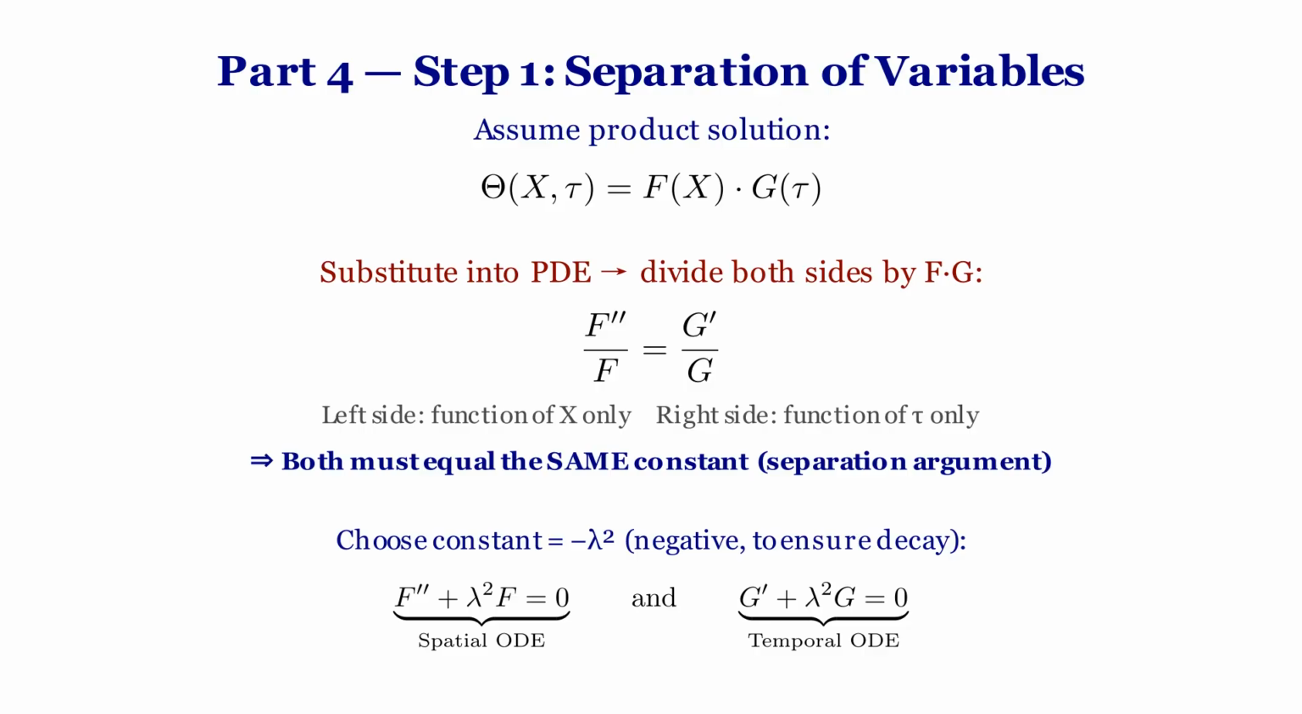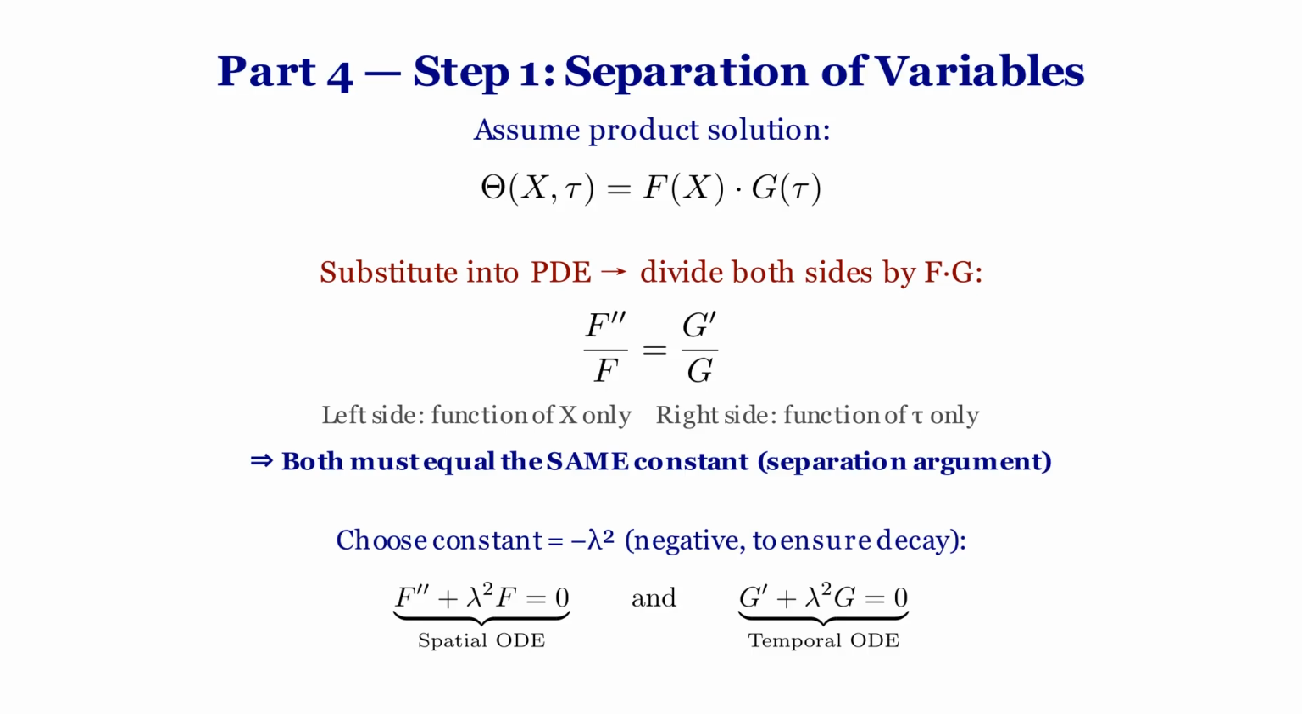Step 1, we apply separation of variables. The key assumption is that the solution θ of X and τ can be written as a product of two functions, one depending only on position X, and one depending only on time τ. We write, θ(X, τ) = F(X) G(τ). Now substitute this product into the dimensionless PDE. The left side becomes F double prime times G, where F double prime means the second derivative of F with respect to X. The right side becomes F times G prime, where G prime means the derivative of G with respect to τ. So we have F″G = FG′.